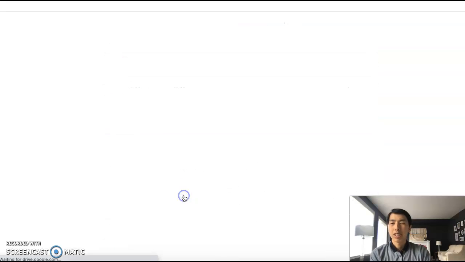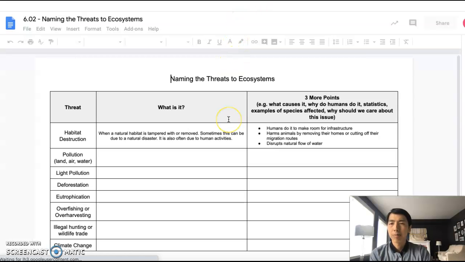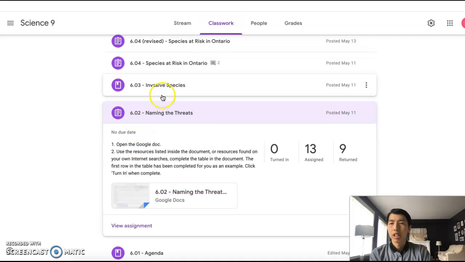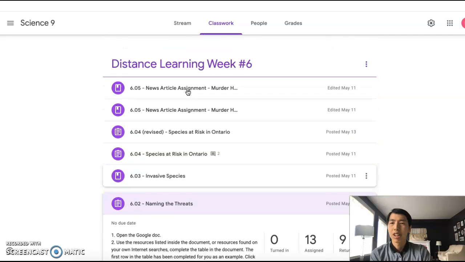For naming the threats, there was a document there that some of you completed where I have this terminology that I was hoping that you would learn that week. So habitat destruction, pollution, deforestation, eutrophication, overfishing or overharvesting, illegal hunting or wildlife trade, and climate change. So these are some of the terminologies I expect you to use when you create the slide on threats. You can also use the term invasive species if that's one of the threats to your ecosystem.